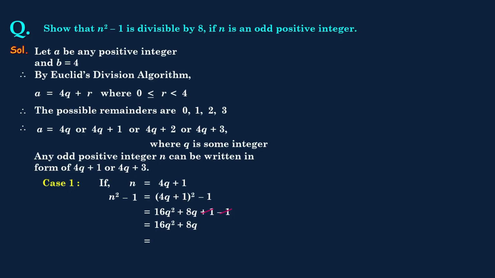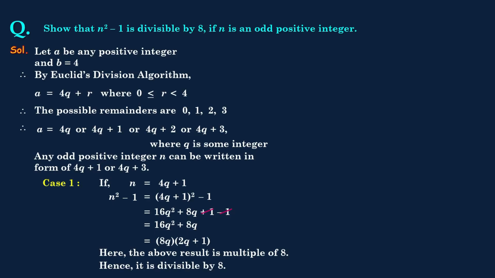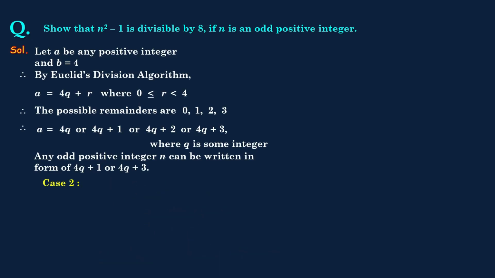Now if you take 8 as common over here, 8q also you can take common, then it will be 2q plus 1. So we can clearly see that this is a multiple of 8. So in turn we can say that it is divisible by 8. Now let us take case number 2.